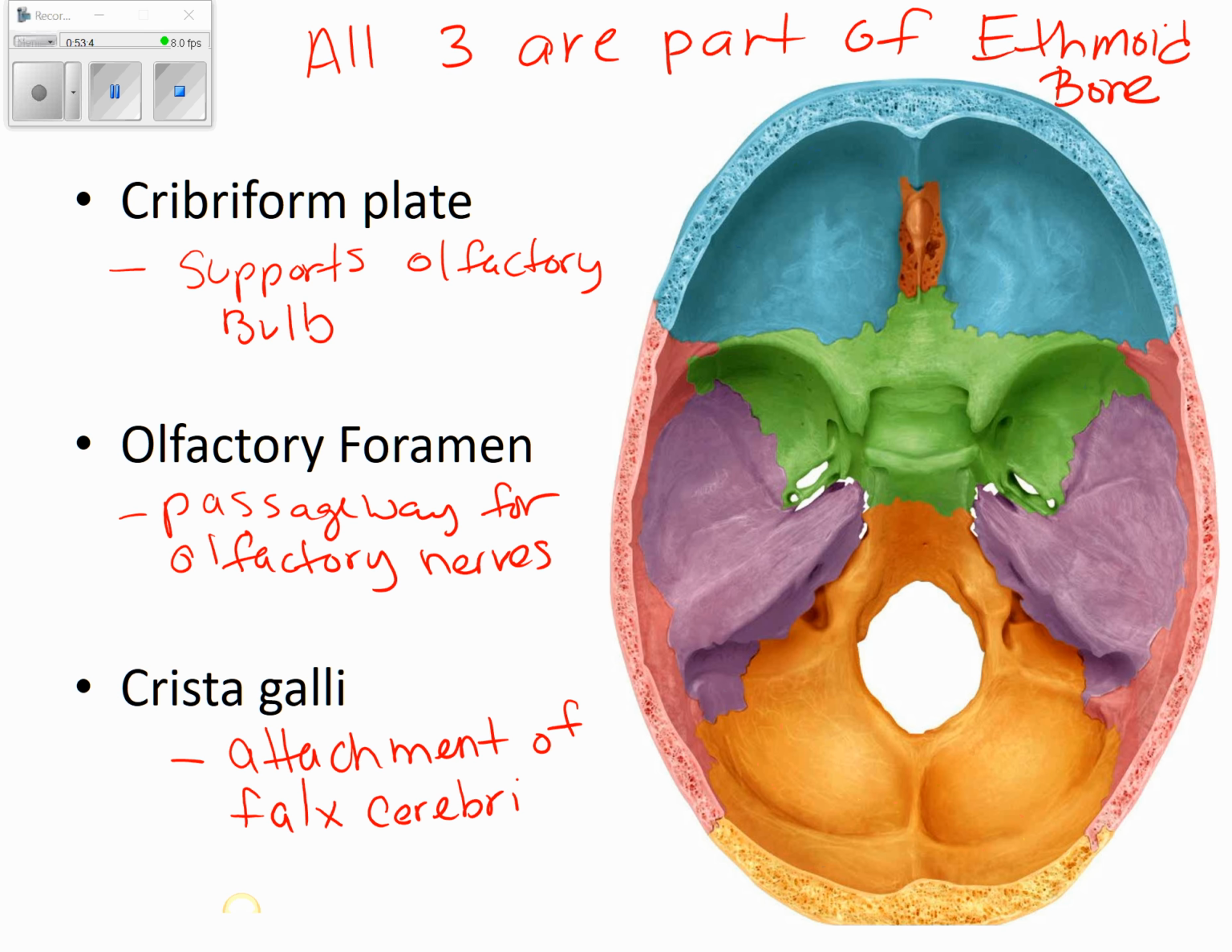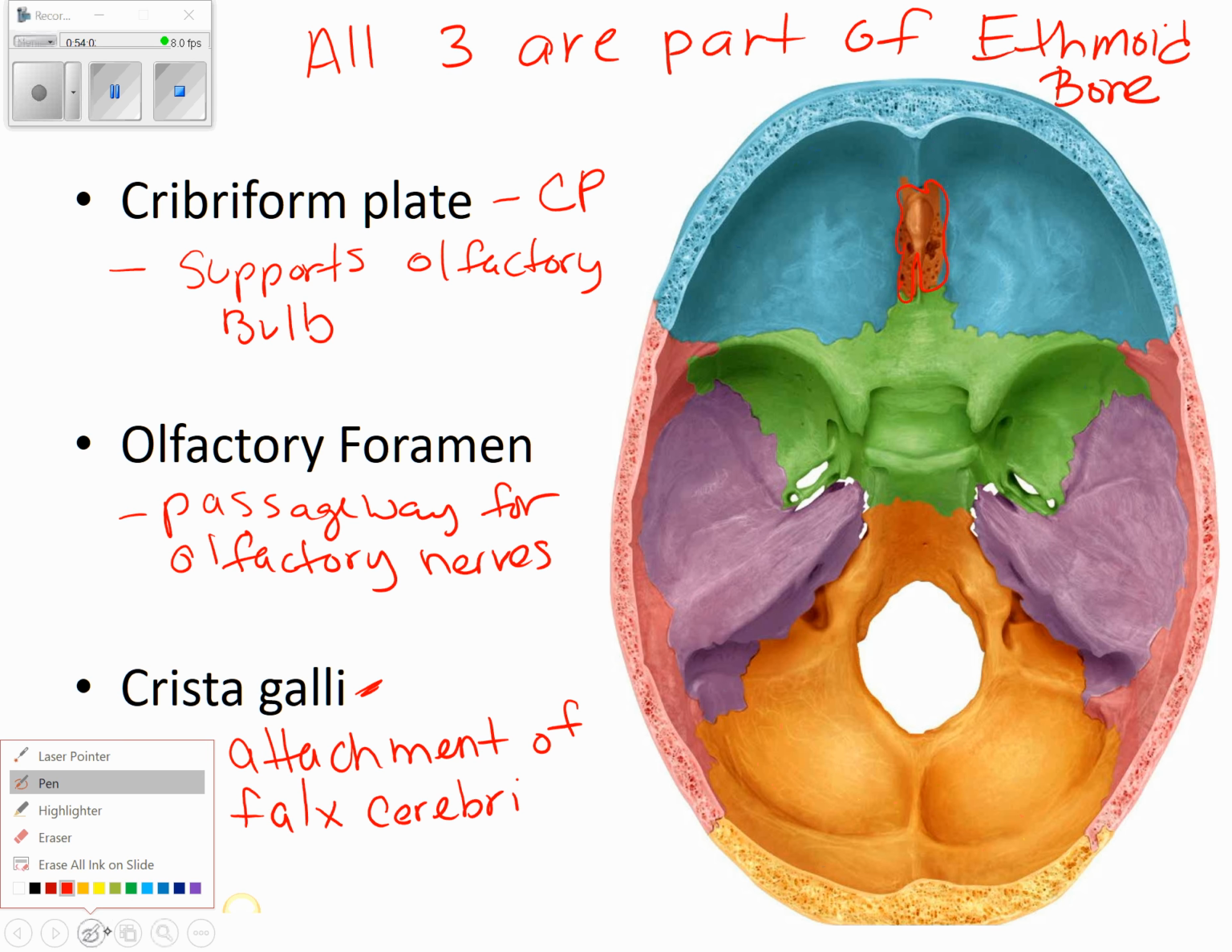Okay, so over here on your picture, these are going to be kind of hard to label because they're small, but the cribriform plate is all this around here. Okay, the crista galli, I can change inks here, is this little raised area, kind of like a little process. So the crista galli is in the middle. The cribriform plate is around it.